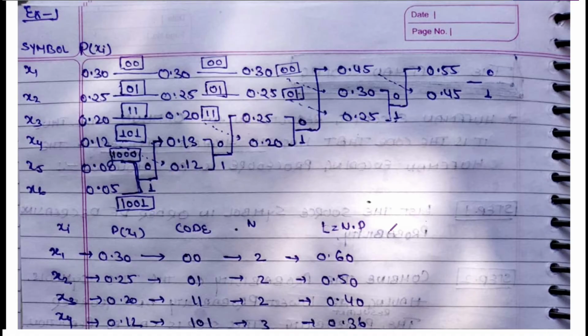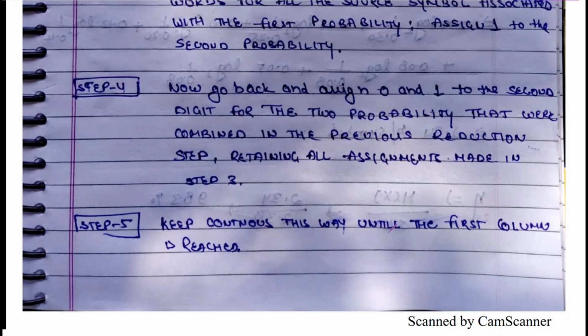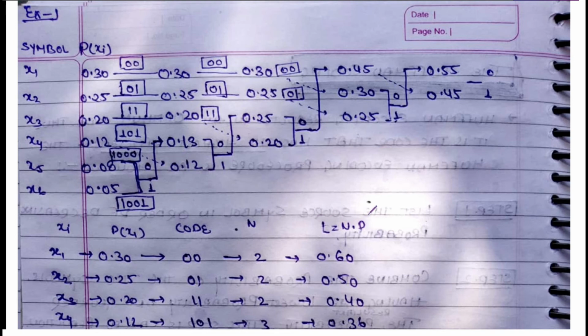So this is the same question that has been done using Huffman coding algorithm. So using Huffman coding algorithm, we have slightly different steps as compared to Shannon-Fano. Here again all the symbols have been arranged in decreasing order of probability. So you can see 0.3, 0.25, 0.20, 0.12, 0.08, 0.05.